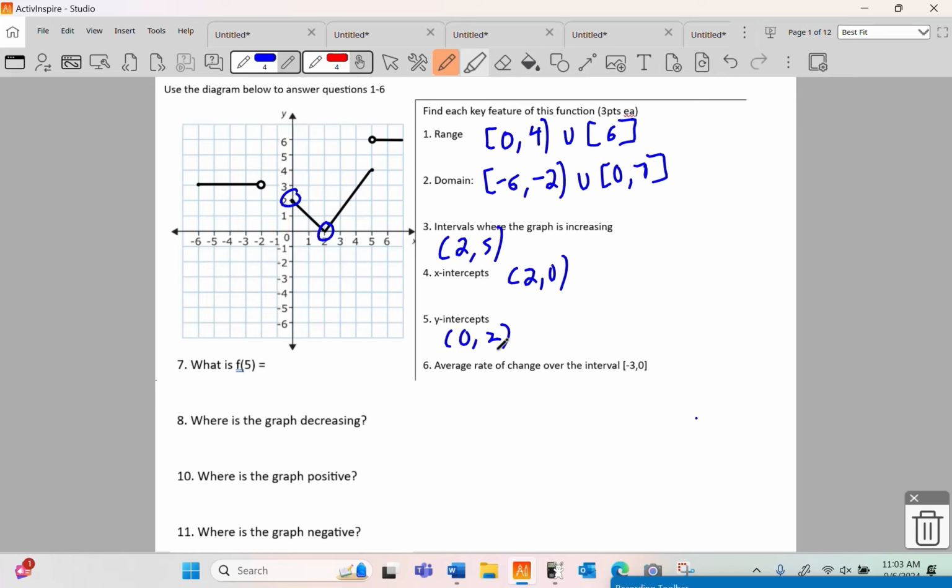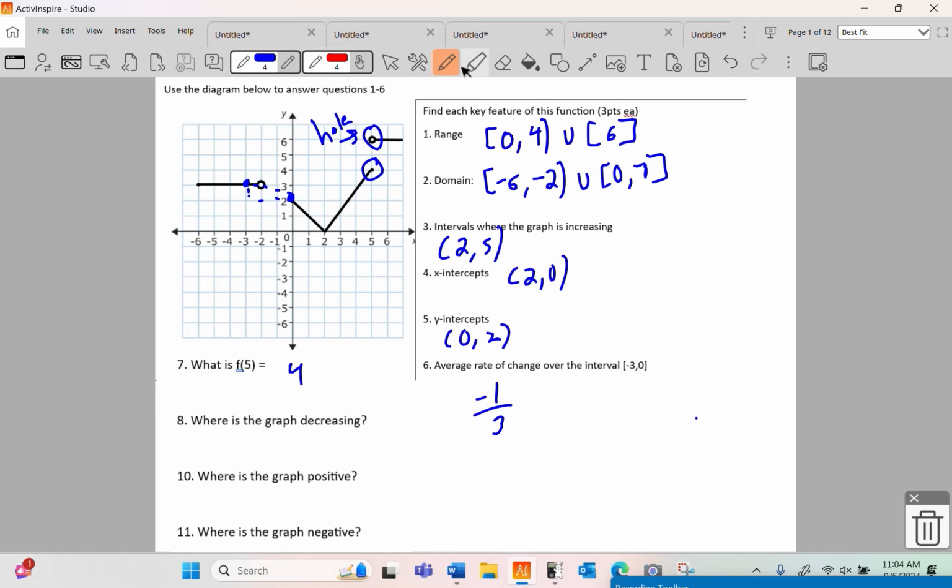Average rate of change from -3 to 0. So a lot of kids struggle with this. We're going to go to -3 and we're going to put a dot on the graph. And then we're going to go to where x is 0 and we're going to put a dot on the graph. And we're going to realize that we fell 1 and we ran 3. That's how hard that is. F of 5, when you go to where x is 5, you can be this guy or this guy, and there's literally a hole. There's nothing in that hole. So the y value is 4.